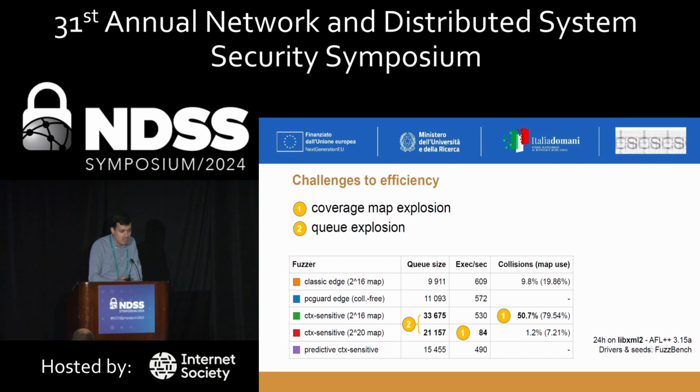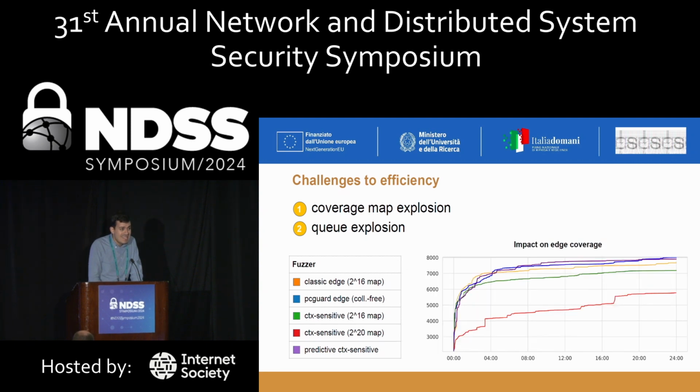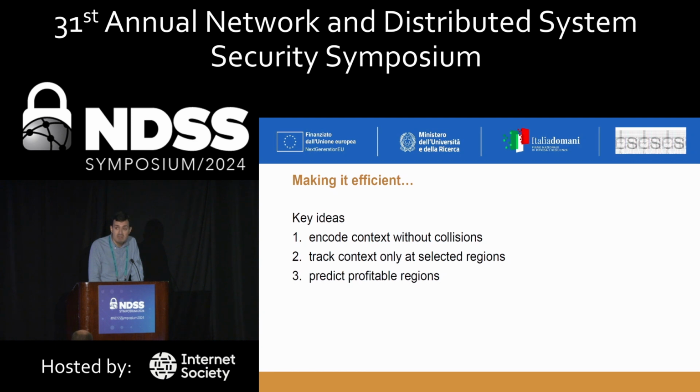But at the end of the day, you obtain an exploration that is slower. You observe performance drops, and yes, you can find some bugs that edge coverage will miss, but your efficiency is not going to be so great. So we try to work on that. We say, okay, can we make this more efficient? What do we need to fix or to try from other angles?